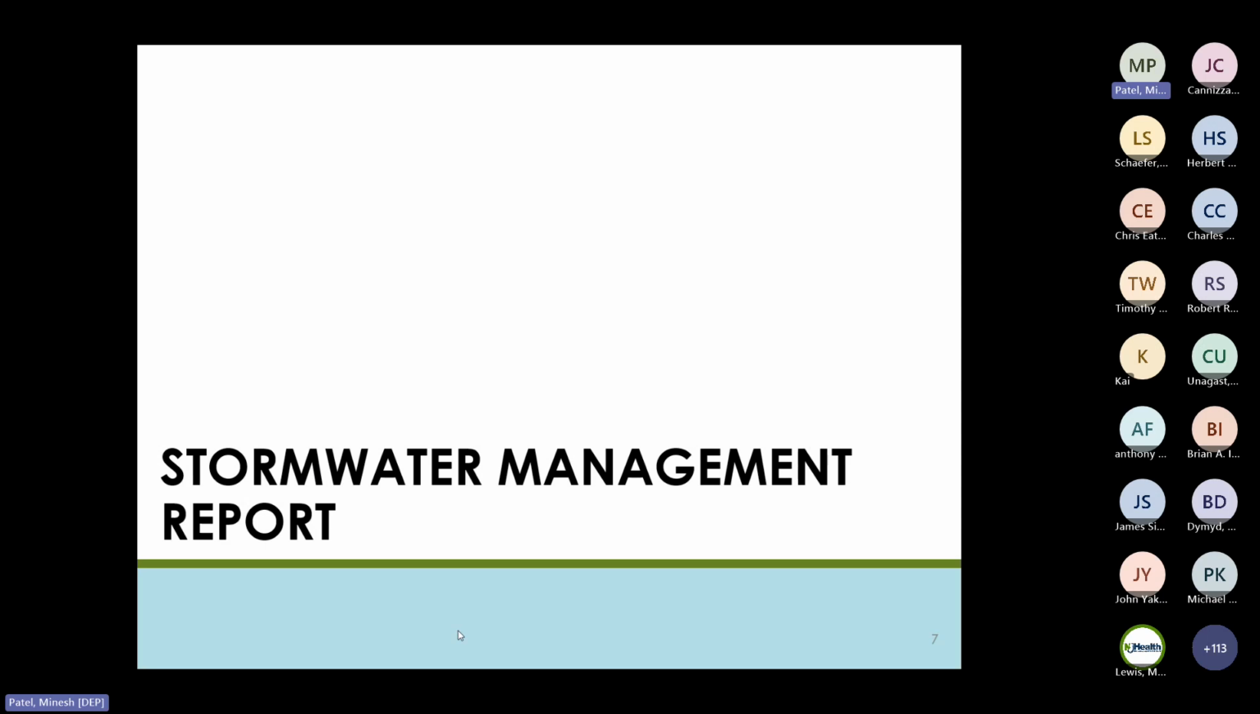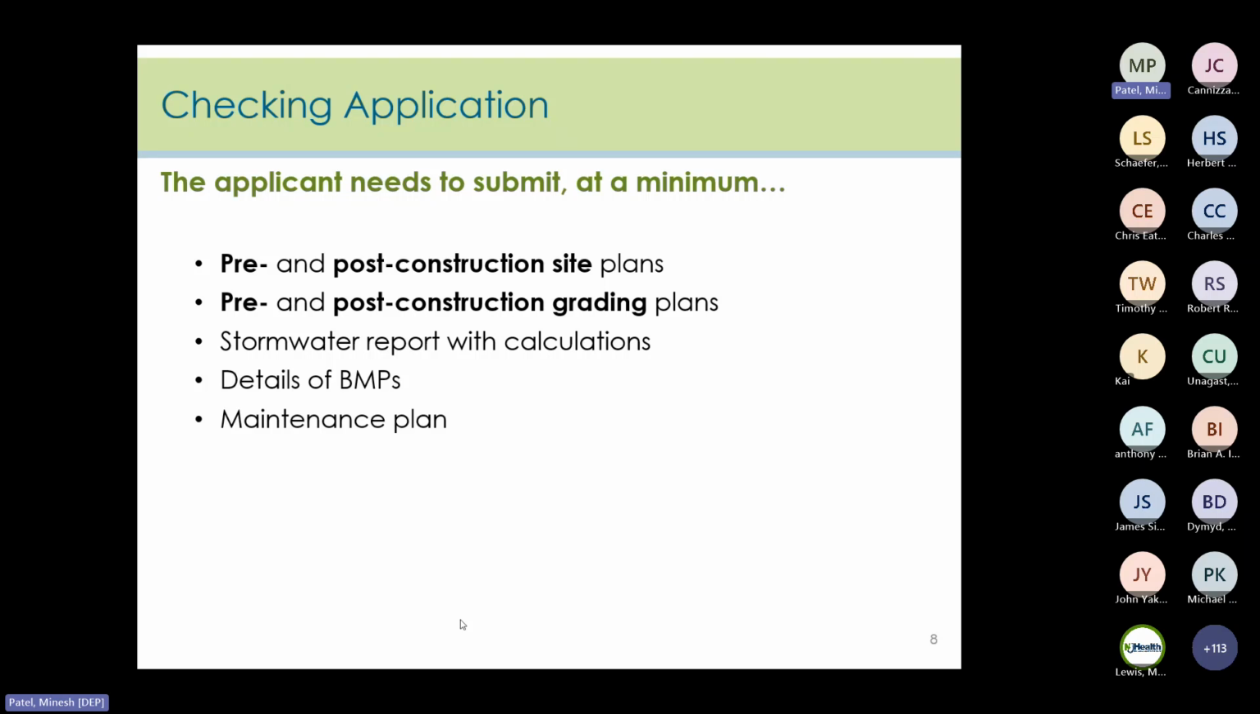Now we're going to look at what the reviewer needs to be looking for in the stormwater management report. The first step in the project review is to check if the application package is complete. All the items listed here must be part of the application. So you have pre and post site and grading plans, they're essential, as are the associated calculations and any drainage area maps. The details in the report section should match up with the information on all the plan pages.